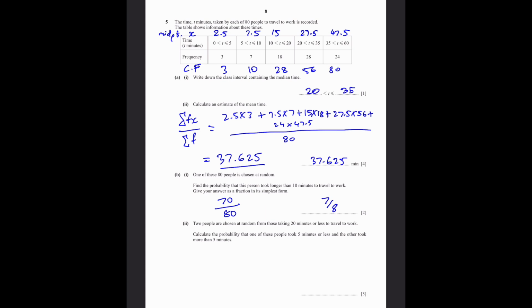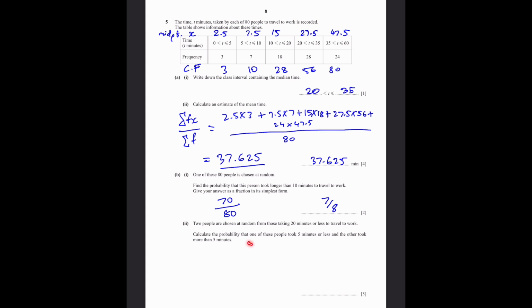Part 2. 2 people are chosen at random from those taking 20 minutes or less to travel to work. Calculate the probability that one of these people took 5 minutes or less and the other took more than 5 minutes. So the people only considered are from those taking 20 minutes or less. So those taking 20 minutes or less are just the first 3 columns of the table. So these 3 are only those in consideration.